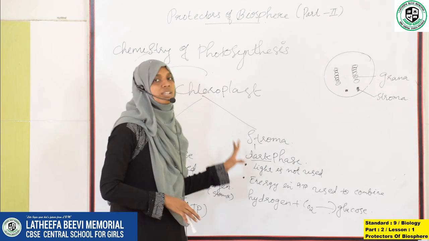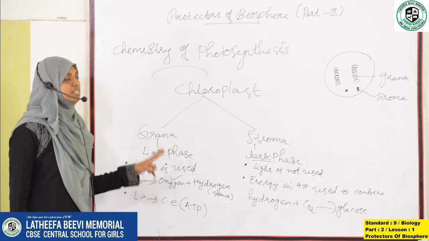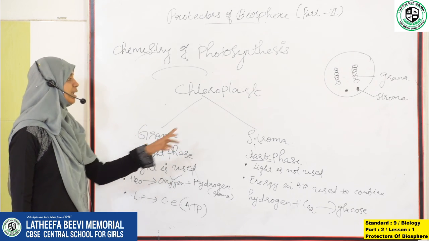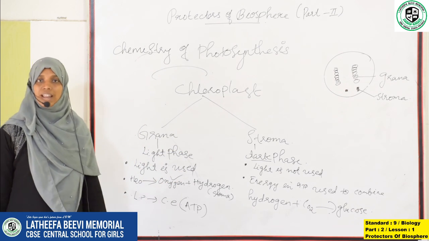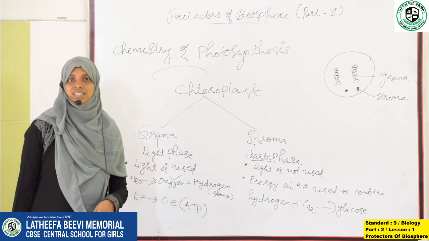This is all about the light phase and dark phase. Photosynthesis has two phases, light phase and dark phase. The light phase takes place in grana and the dark phase takes place in stroma.